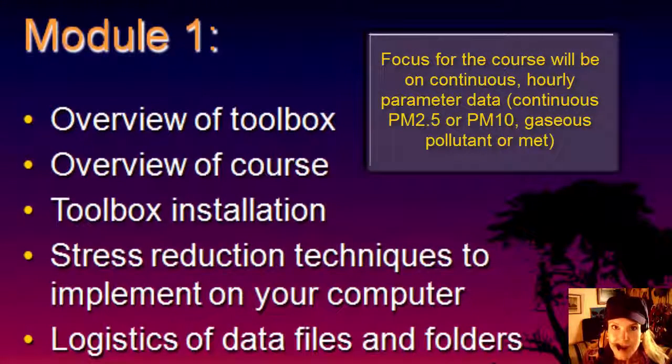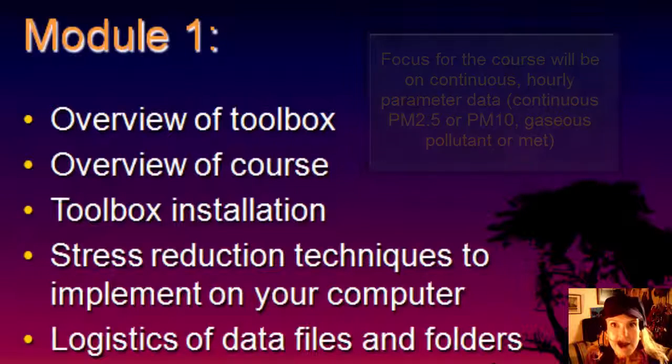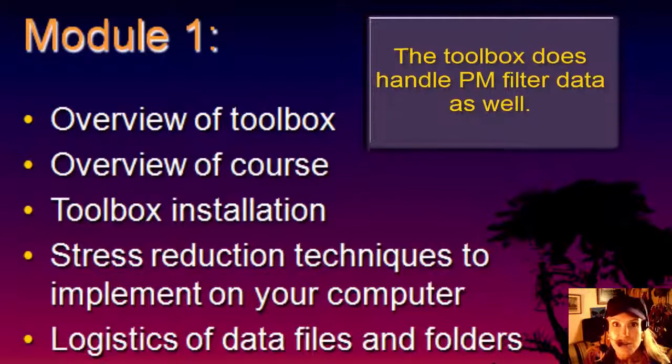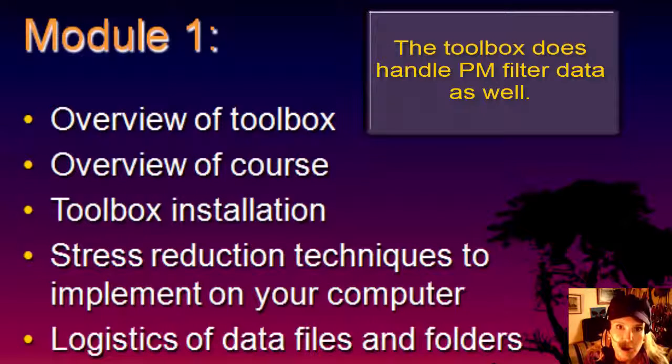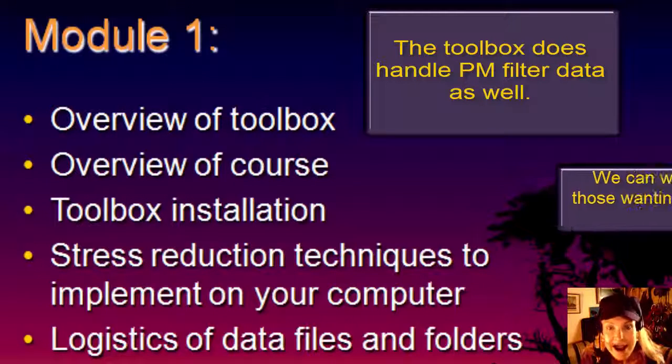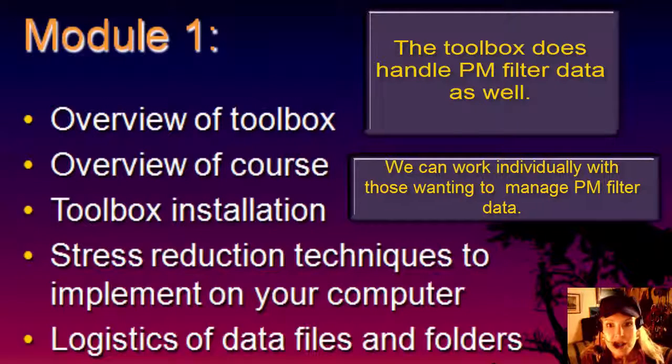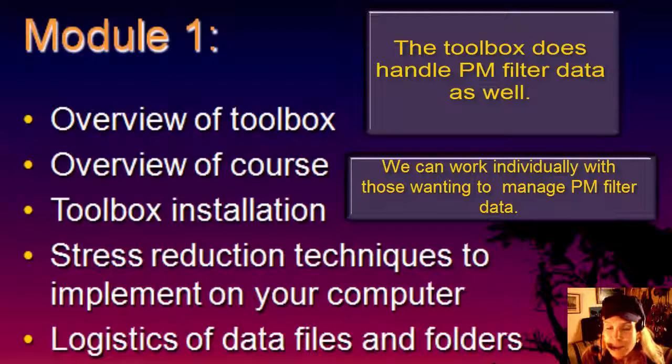This course focuses on continuous data, continuous PM measured with a BAM or a TOM, and continuous ozone data, which would be similar to any other continuous gaseous pollutant, and MET data. The toolbox can manage PM filter data, PM10 or PM2.5 filter data, where the filters are sent to a lab. But as you know, if you manage such data, you have then 2 input streams: the input stream from the field, the information from your samplers or about the samplers, and the information from the lab. So if you want to learn how to use the toolbox to manage PM filter data, we can work with you individually on that.